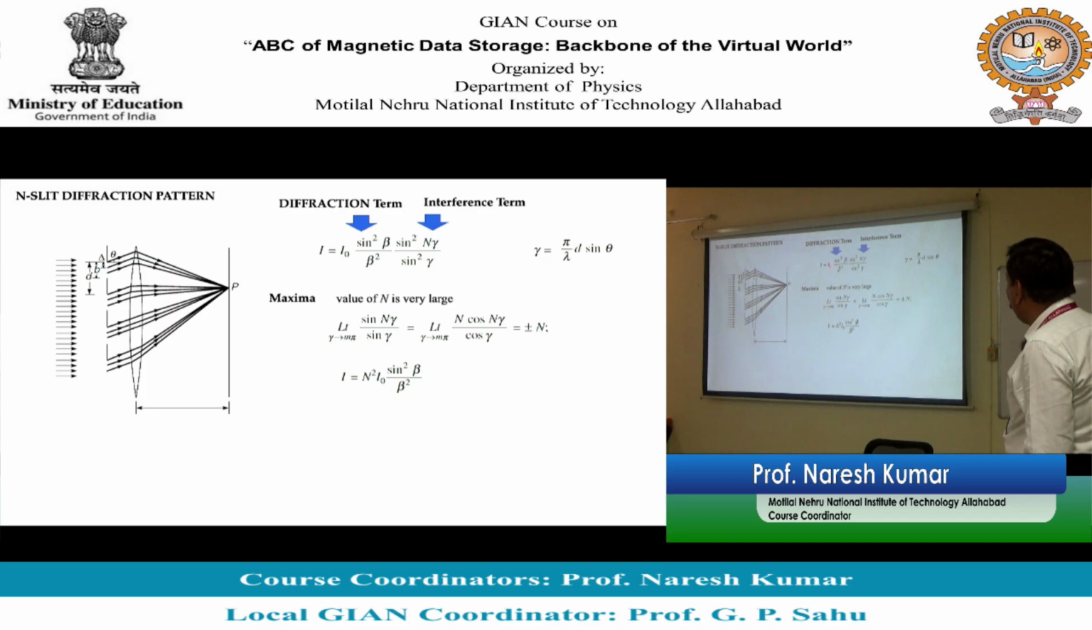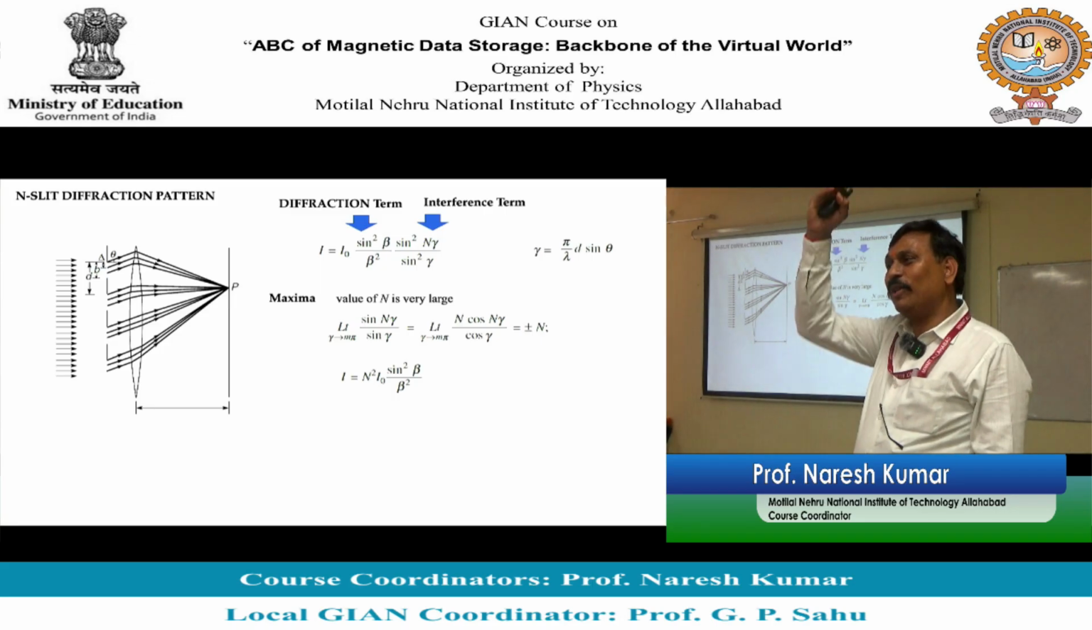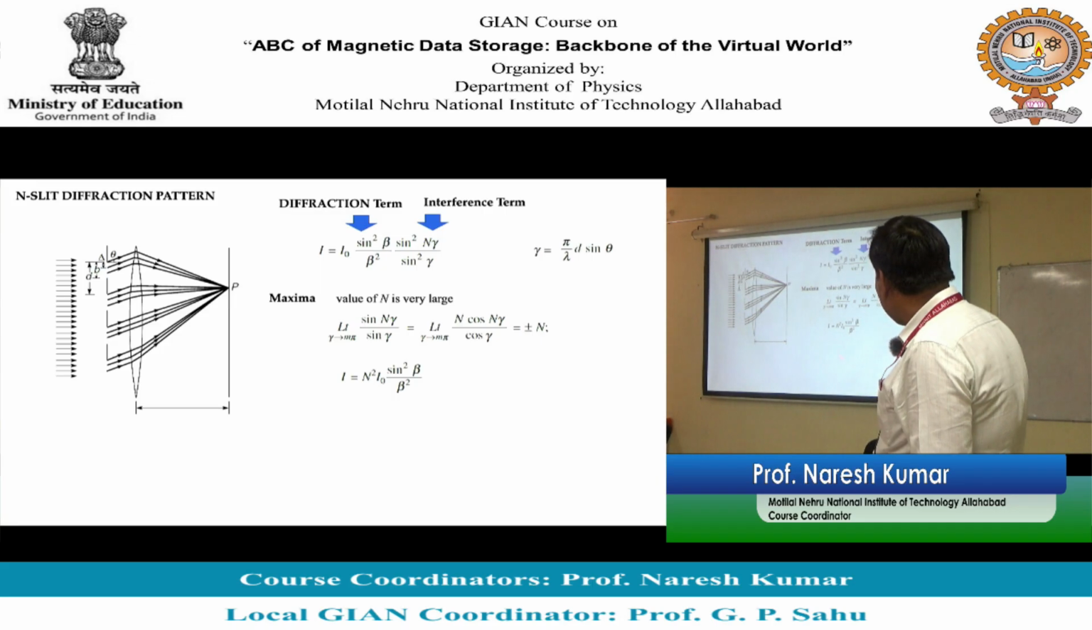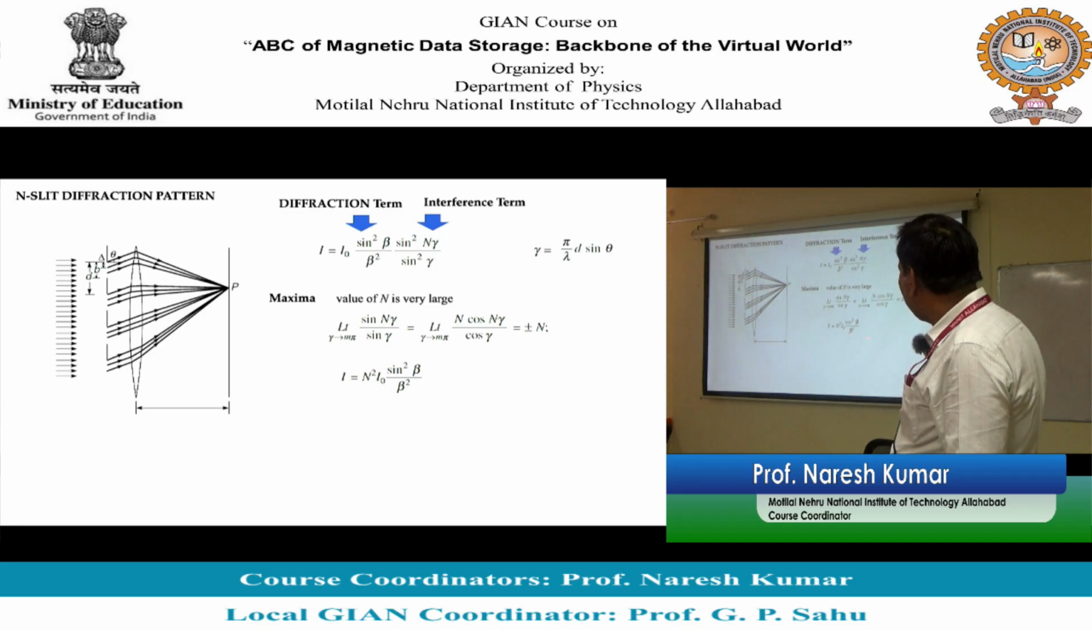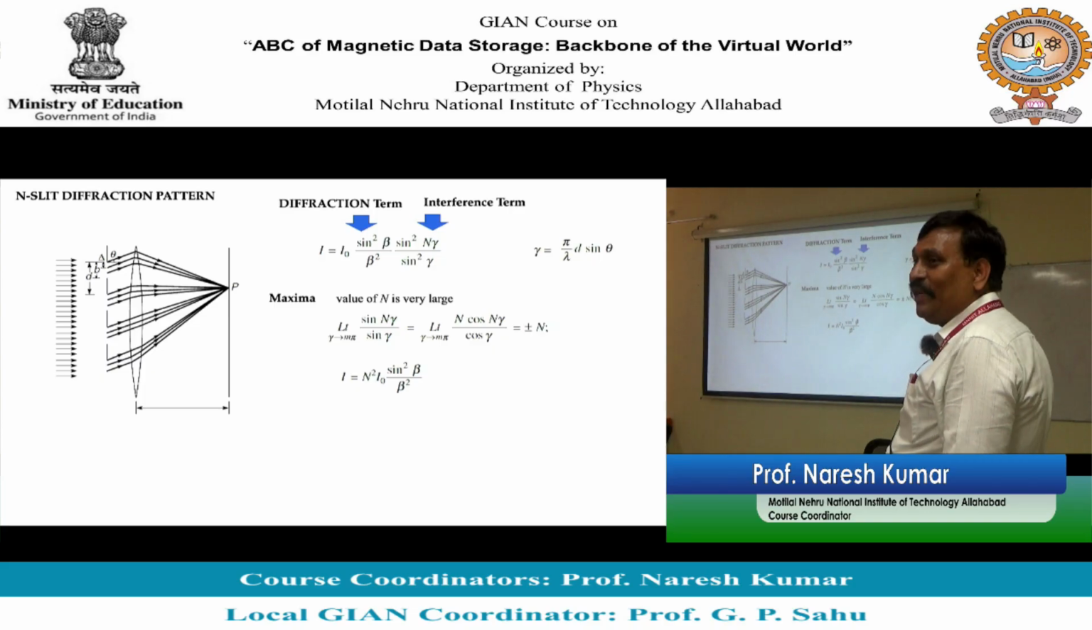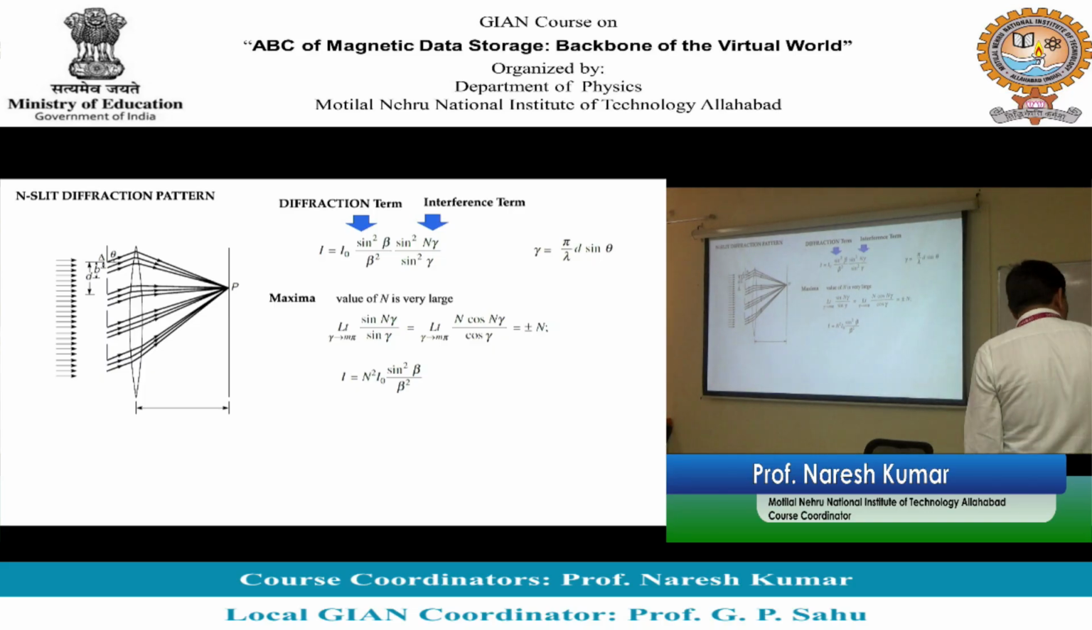Essentially, if this term were not contributing, which one? Sin square beta by beta square, its maximum value is 1, and after that it gradually decreases. So this term, when you move away from the center, will gradually reduce the intensity. So what is happening here?